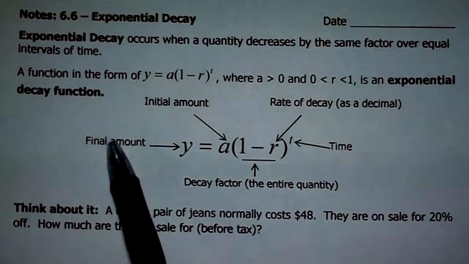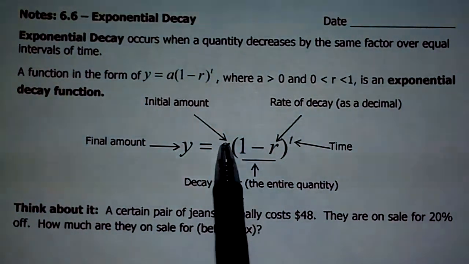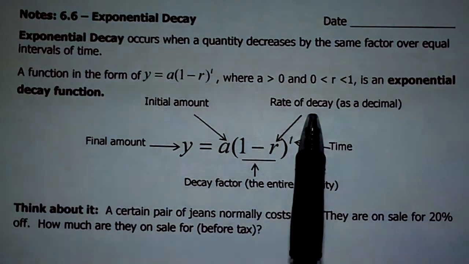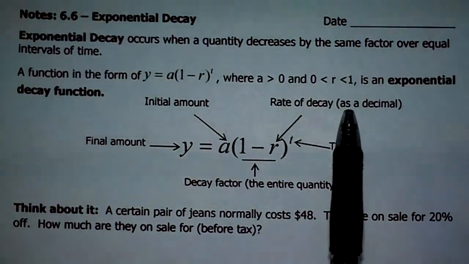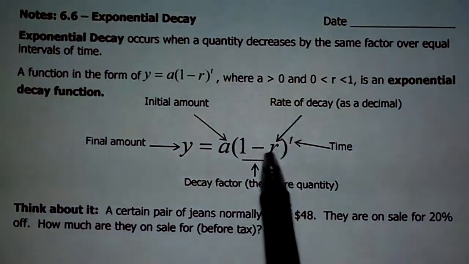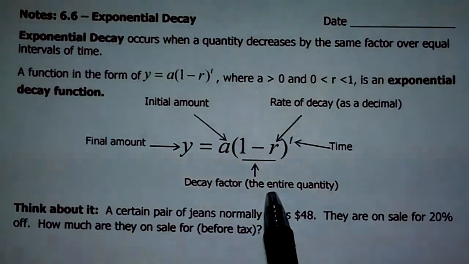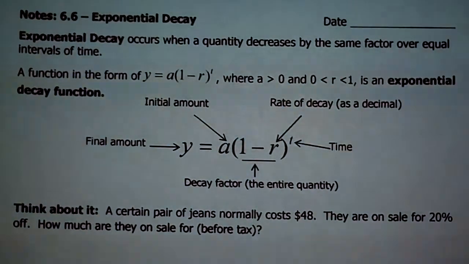Okay, so same exact equation. We have our final amount. We have the initial amount that we start with. The r is still the rate of decay. It's going to be given to you as a percent. Divide it by 100 to make it a decimal. We have the t for time. This whole amount here is kind of like your b. It's the decay factor. The whole amount is the decay factor.